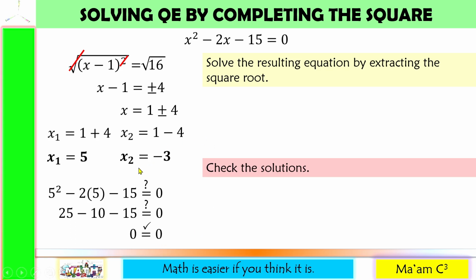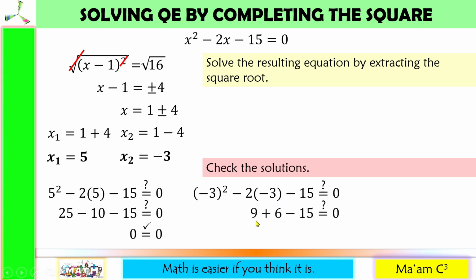Next, let us substitute negative 3 in all of our x's here. Are they equal? Negative 3 squared is positive 9. Negative 2 times negative 3 is positive 6. Minus 15, is that equal to 0? 9 plus 6 is 15, and 15 minus 15 is equal to 0. So yes, they are equal. Therefore, our answers, x is equal to 5 and x equals negative 3, are correct.